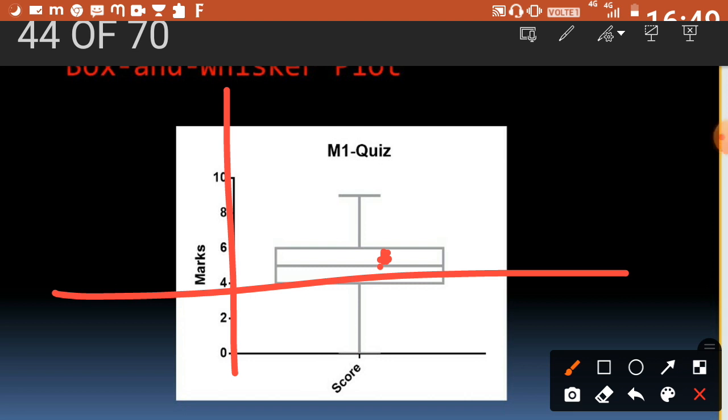Then I have to find out the first quartile, okay? So let this be my first quartile. You know how to plot the points, fine. I don't need to explain again and again how to plot the points. So this is the minimum value. This is my first quartile. Then let this be my median, and let this be my third quartile, and let this be my maximum value, okay?